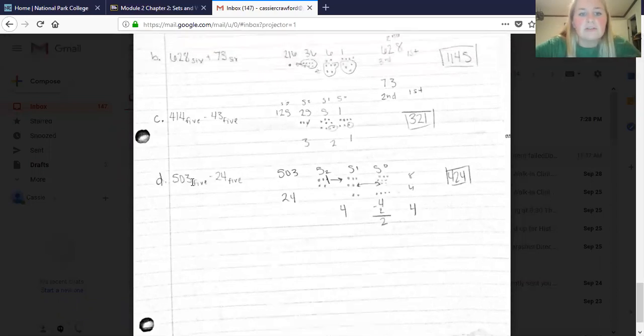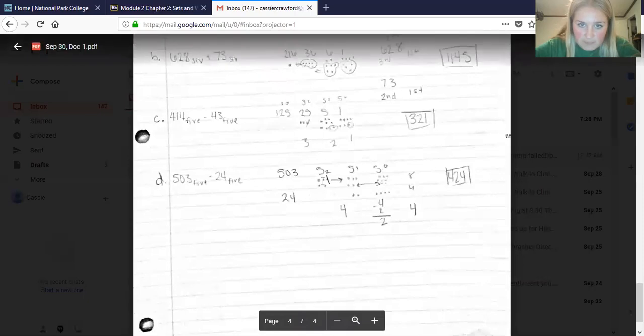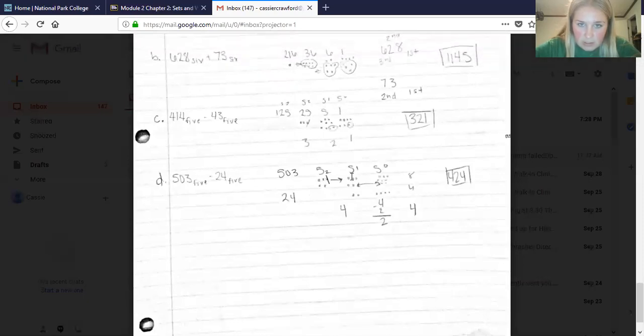So we have 503 base 5 minus 24 base 5. And so what I did is I did this little chart here. You have 503 and 24. You have 5 base 2, 5 base 1, and 5 base 0. And you put your dots here and here and here. So this one here is going to cancel out and move over. And over here, as you can see down here, we're going to have to subtract 2 from 4 to get our 2, which ultimately is going to end up giving us 424, which is our answer.